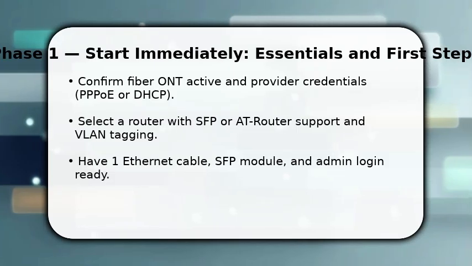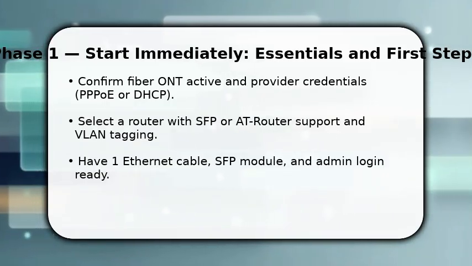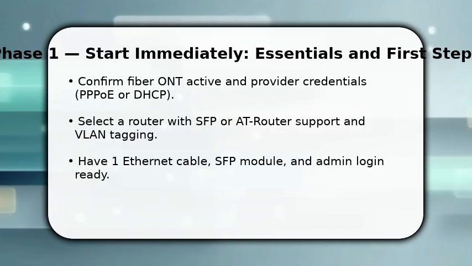Enjoy the video. You start by verifying the fiber ONT is online. Check provider credentials if PPPoE is required. Next, pick a router that accepts the fiber link, SFP or integrated WAN, and supports VLAN tagging and DHCP.